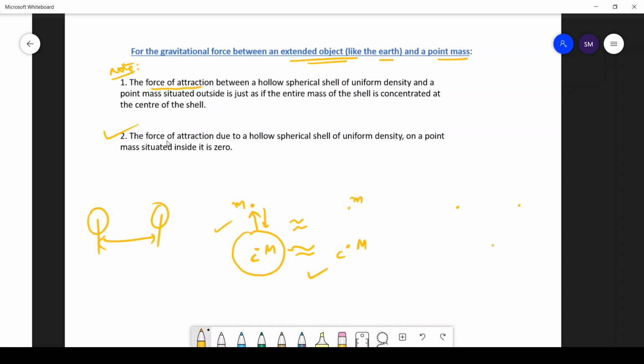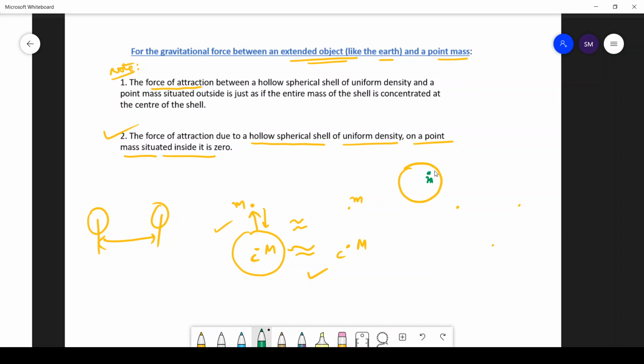Now the second point: the force of attraction due to a hollow spherical shell of uniform density on a point mass situated inside it. So this is your hollow spherical shell, and you have a point mass over here. Instead of outside, this mass is inside. So what will be the force of attraction due to this? The force of attraction here is 0.